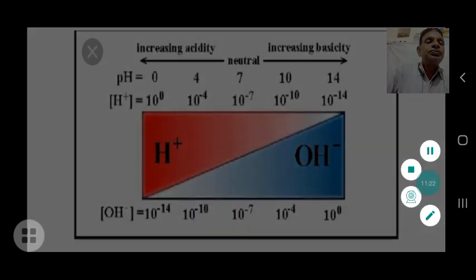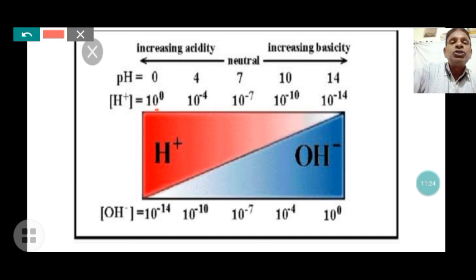If the hydrogen ion concentration is 10 to the power 0, then the pH is equal to 0. If the concentration of hydrogen ion in a solution is 10 to the power minus 4, the pH is 4. If the concentration of hydrogen is 10 to the minus 7, the pH is 7. That's the neutral solution here.